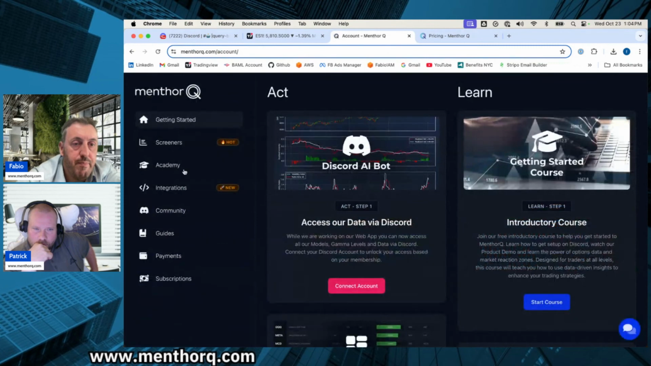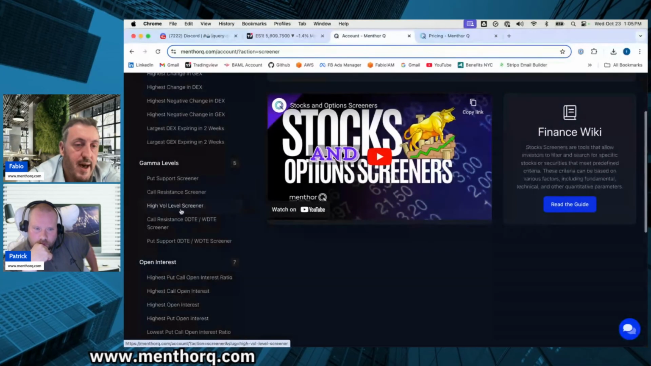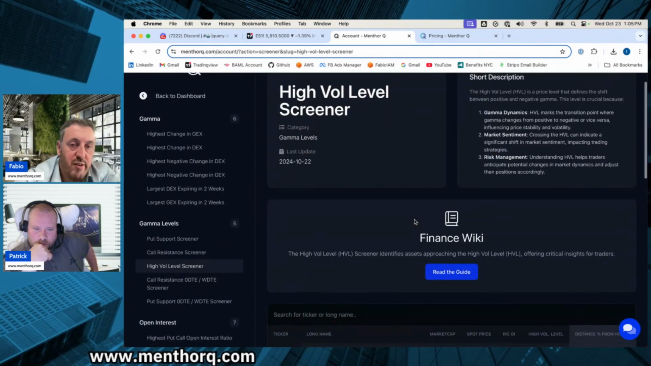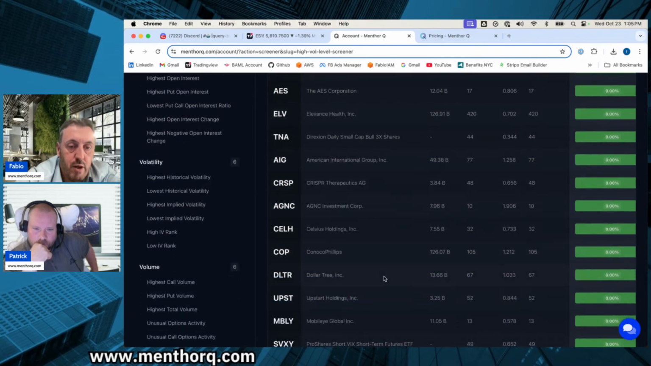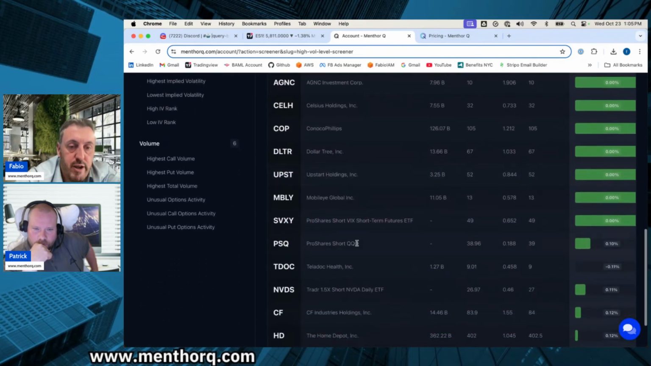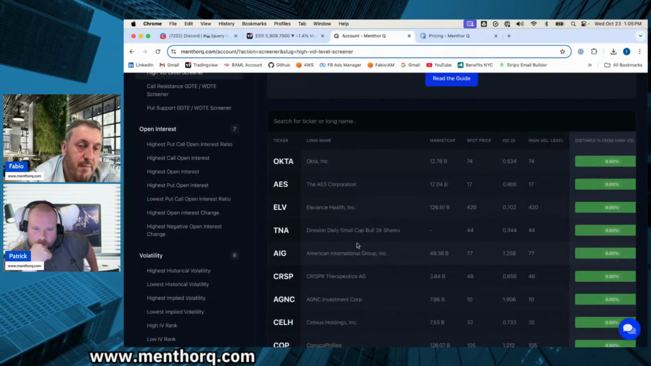And then finally, we also have our screeners. The screeners are for our premium members, but here we have our high vol level screener. So every day you'd be able to get a list of stocks whose price is actually approaching the high vol level right here. For example, we can see Upstart, Dollar Tree, all these companies that are really approaching the high vol level. So that can give you some ideas on stocks that could potentially move, that could potentially approach that level.